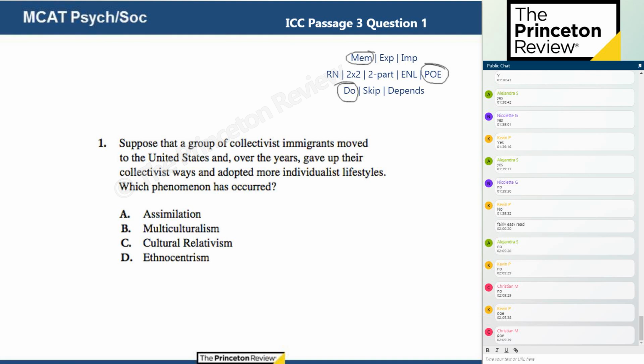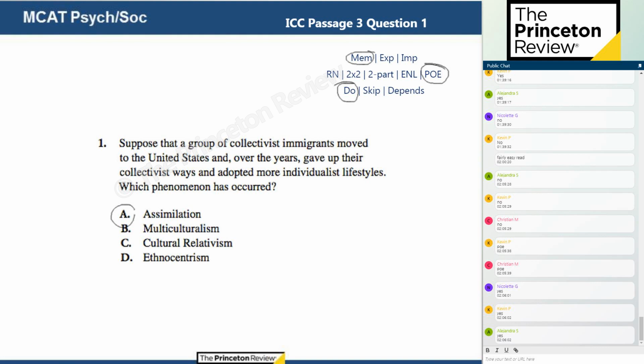So we got a group of collectivist immigrants moving to the United States over the years. They gave up their collectivist ways, adopted more individualist lifestyles. What has happened? Is that assimilation? Yep. We don't really even have to go through the rest, right? That is the definition of assimilation.